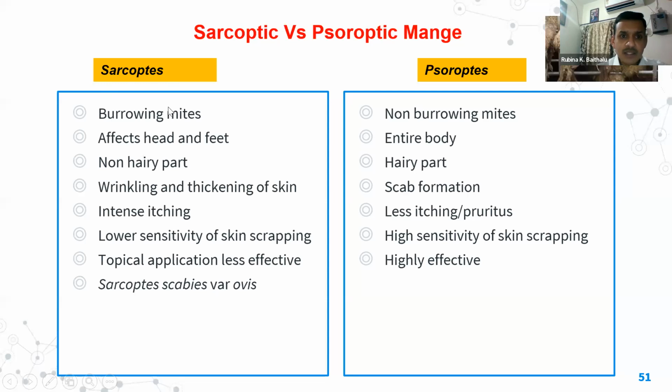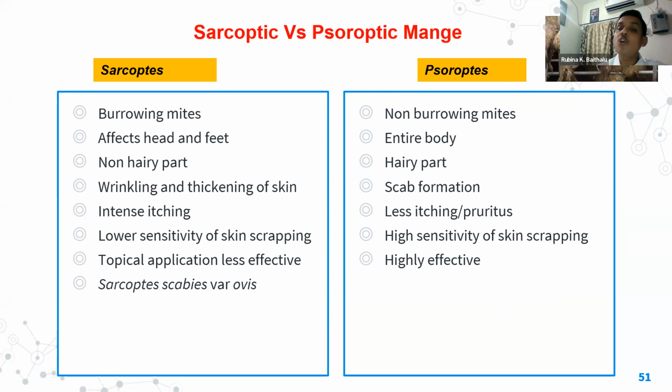Sarcoptes mites are boring mites and they mostly affect the head and feet region. They mostly affect the non-hairy parts. They cause wrinkling and thickening of the skin, and there will be intense itching. Topical application is less effective in case of Sarcoptes. The most common species affecting the population is Sarcoptes scabiei var. ovis.